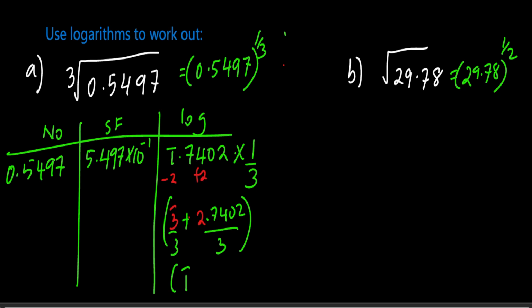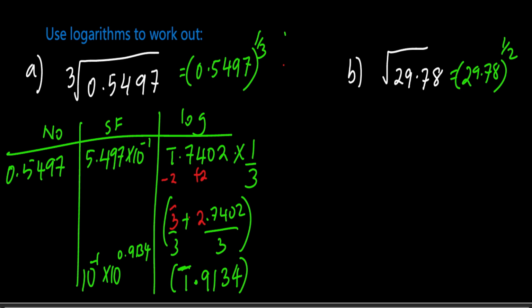And 2.7402 divided by 3 is going to give you 0.9134. For now I'm just using my calculator to get those answers, but you're supposed to divide the long way. Because of time, I'm writing the answers as fast as possible. So you get 10 to the power of negative 1 times 10 to the power of 0.9134.